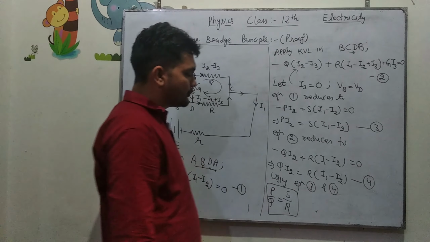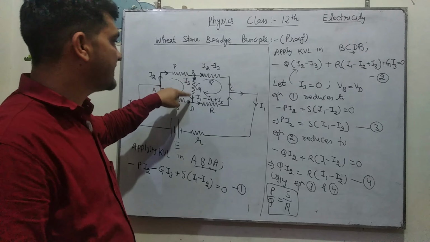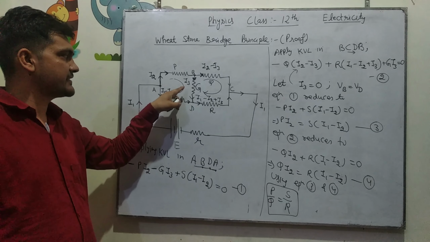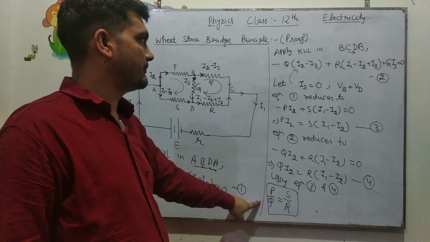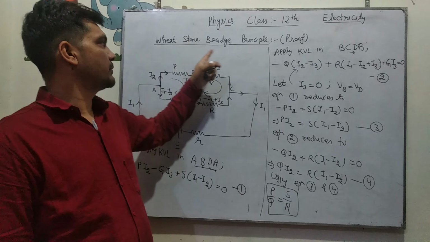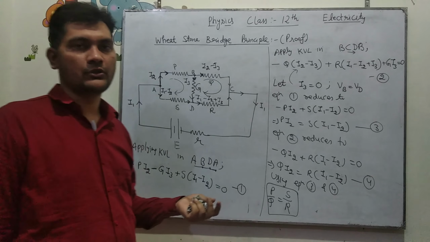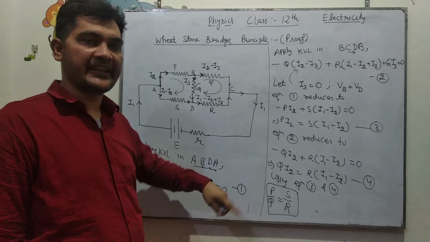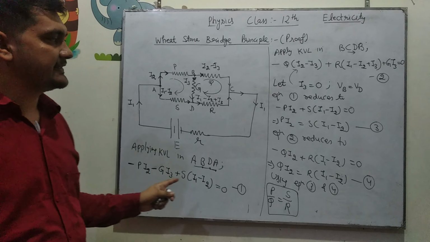So you have assumed that I3 is equal to 0, means no current is there in this branch, and you have obtained this relation. So this is the converse of the Wheatstone-Bridge principle. So this is the proof also. So we have proved in this way. Okay, I think this is clear to you.